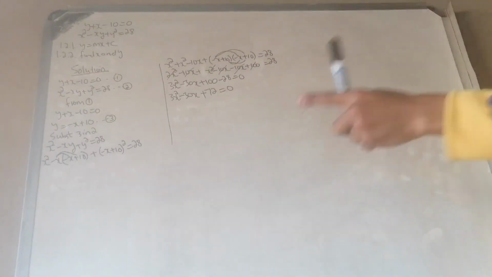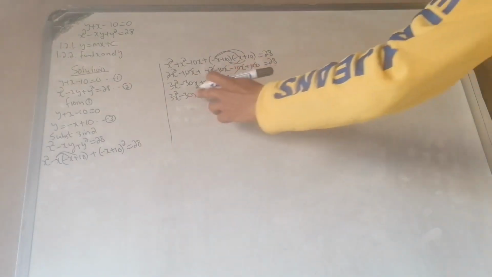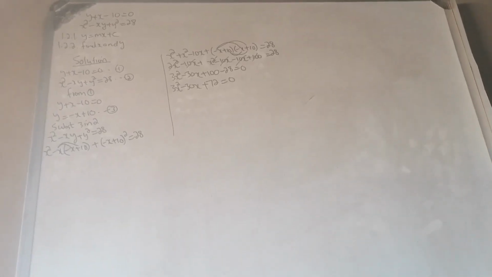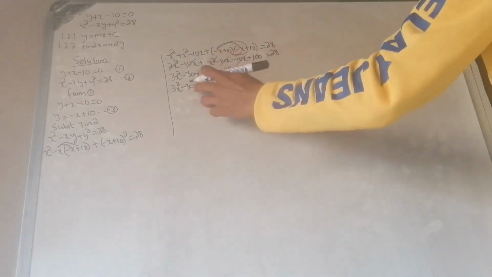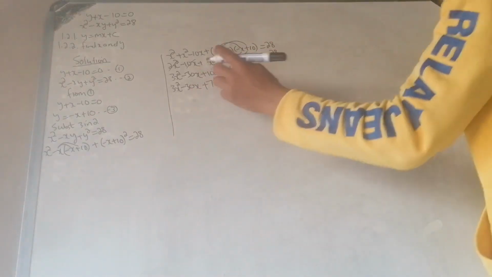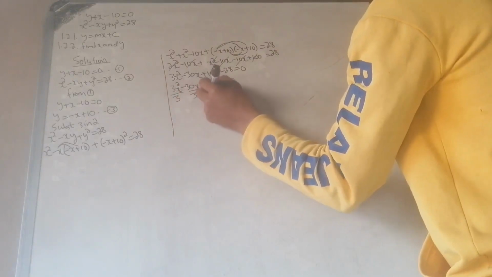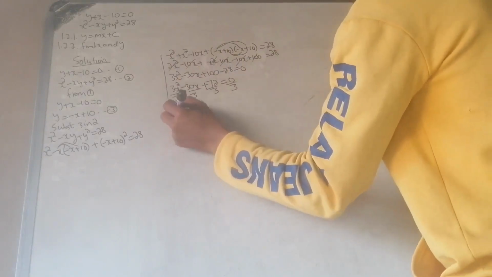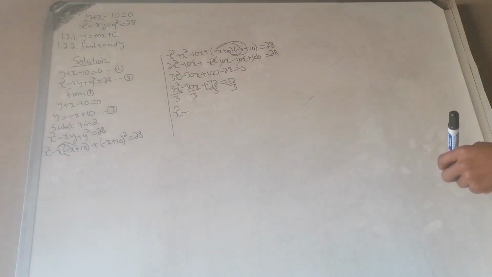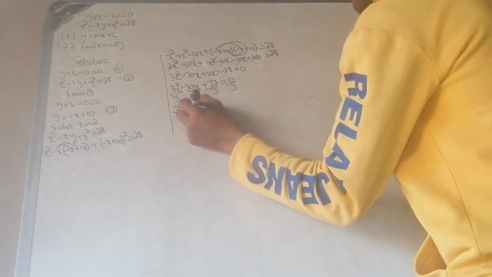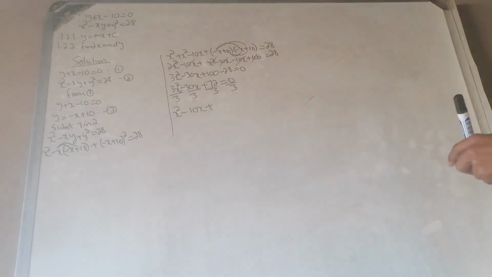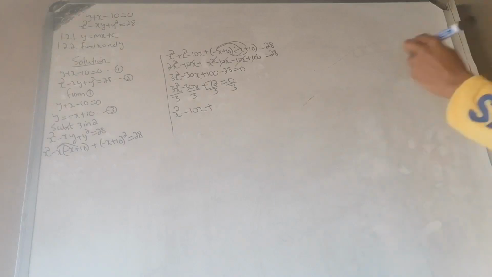Can you try and check for me whether 3 can go into all of this without leaving a remainder? Can you please divide here by 3 and see if you'll get a whole number? You get a whole number when you divide here and there. Therefore, we will divide everything by 3 to get x squared minus 10x plus, 72 divided by 3, 24.